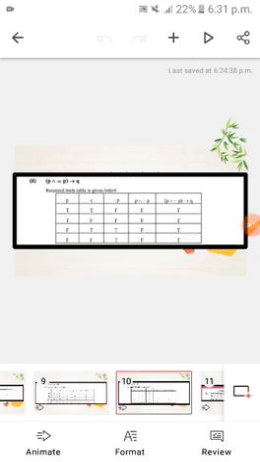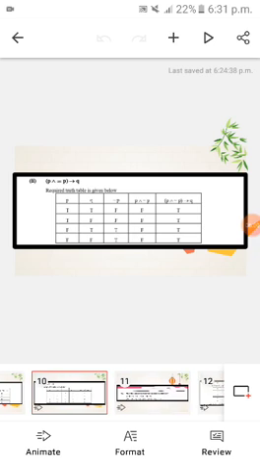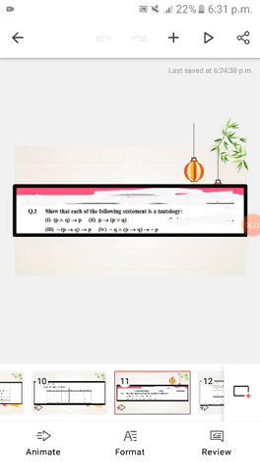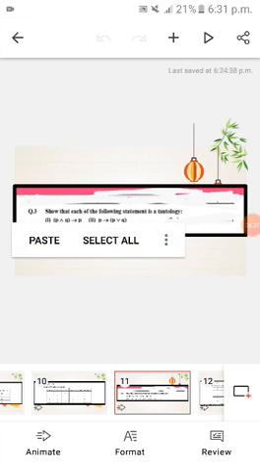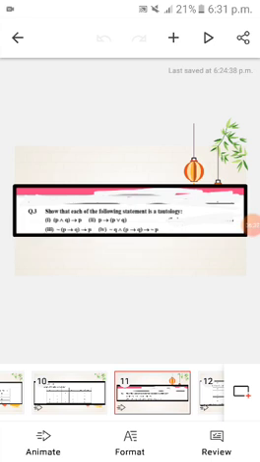Next question, part number 3. This is your assignment. Now question number 3: show that each of the following statements is a tautology. Tautology means that in the final result column of the table, all results are true. It means that the tautology is verified. But if all results are false, it means that this is the absurdity condition, which we will learn in further questions. In this case, we just discussed tautology.